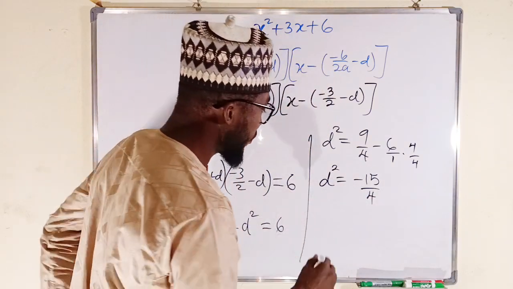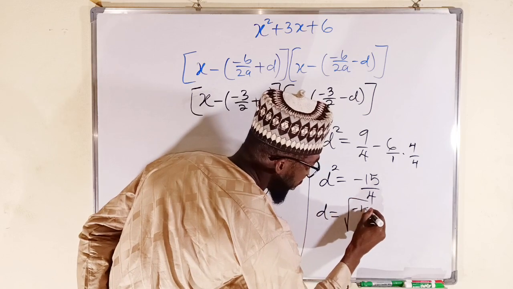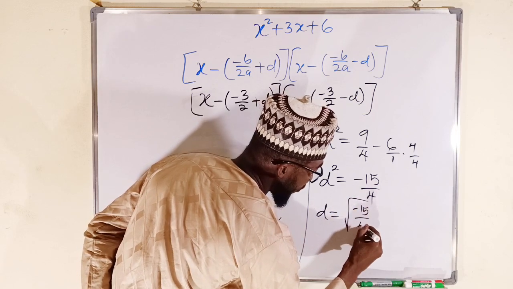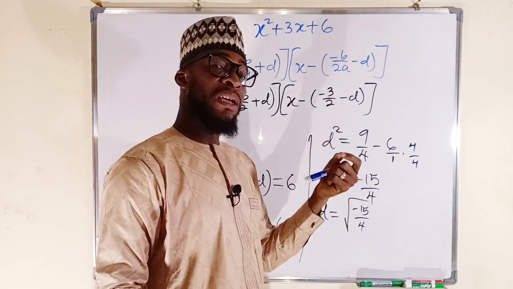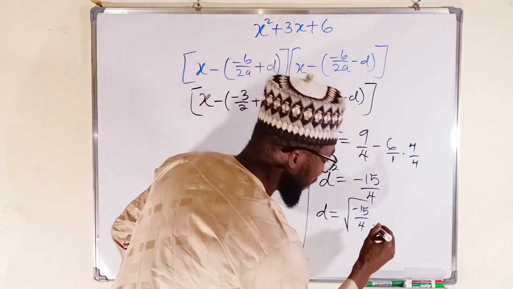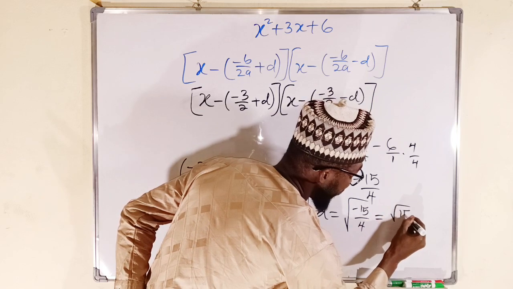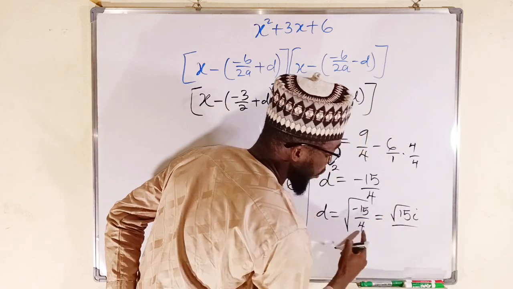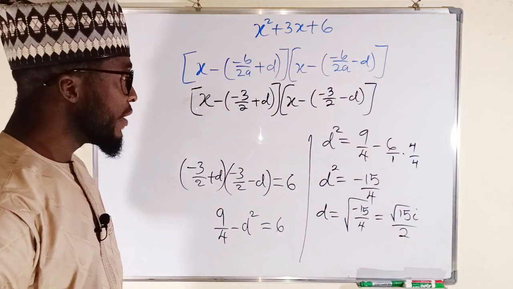Take the square root of both sides. You have d to be equal to the square root of negative 15 divided by 4. Square root of negative 15 is square root of 15i. So this is square root of 15i. Square root of 4 is 2. So d is root 15i divided by 2.